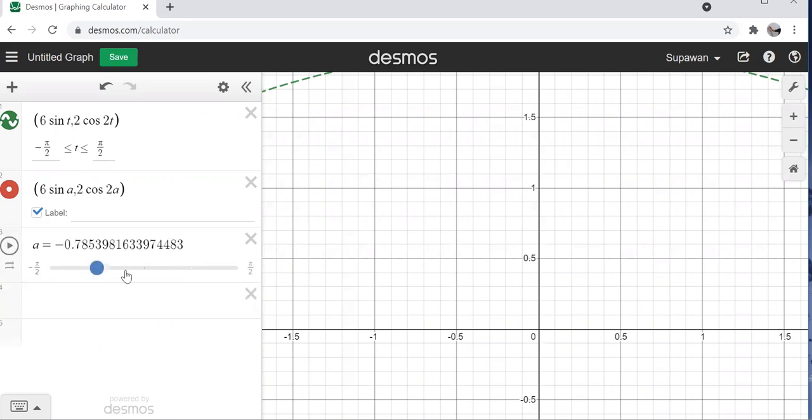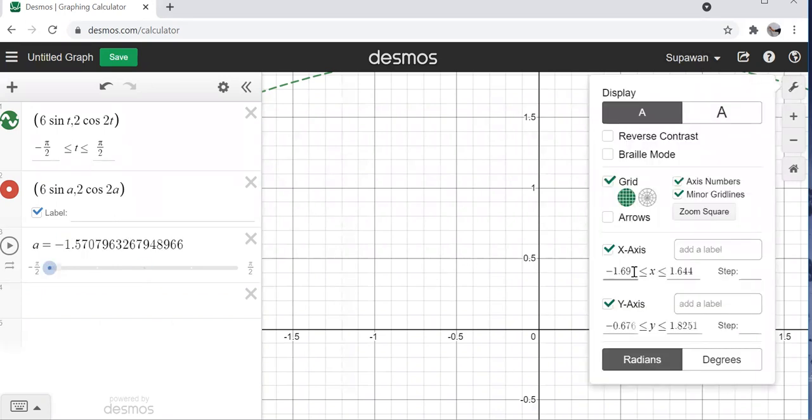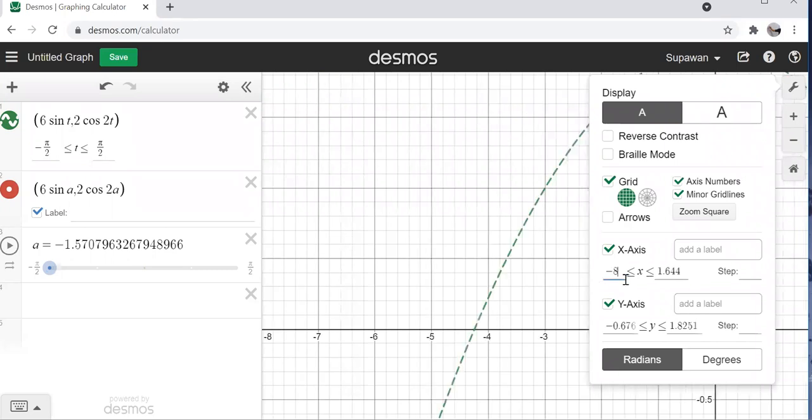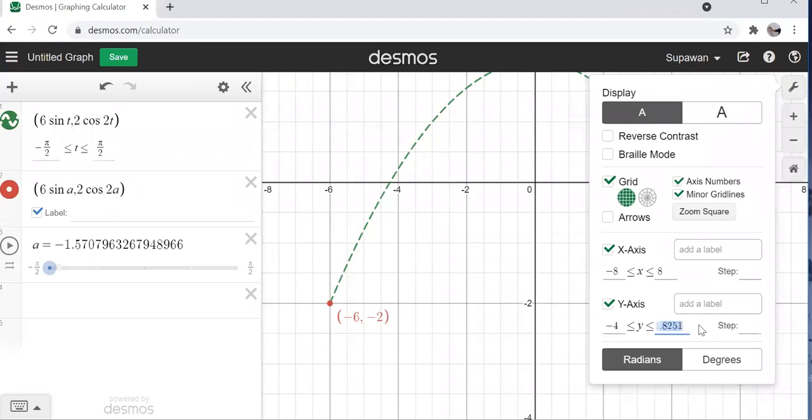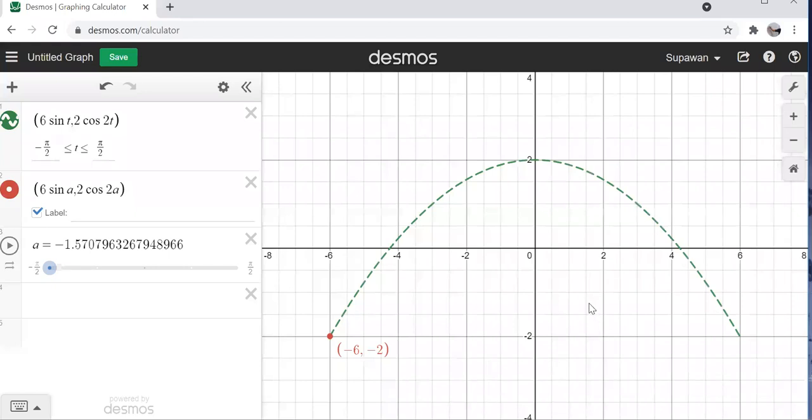Then we can change the window again. The x minimum for this problem is negative 6. I'm going to put negative 8 to cover the whole left side, and positive 8 to cover the maximum of the x value. The minimum for y is negative 2, so I put negative 4, and the maximum is 2, so I'm going to put 4. Now we see part of the parabola.